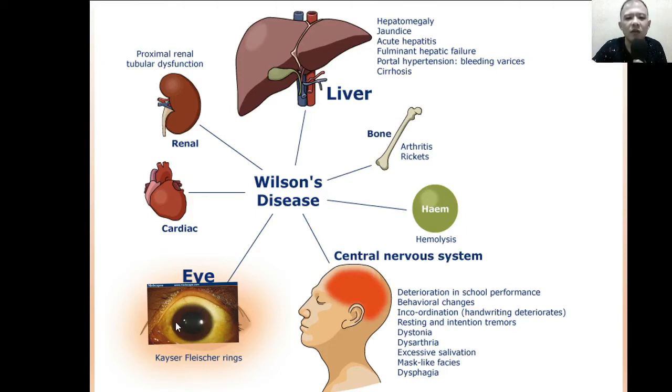This is very much mistaken, especially in the old patient, as arcus senilis. But arcus senilis is blue. What's the cause of arcus senilis? This is retention of cholesterol in the rim of the cornea of an old patient. But this one is brown. You also have an effect on the central nervous system, mental retardation, and other organs as well.